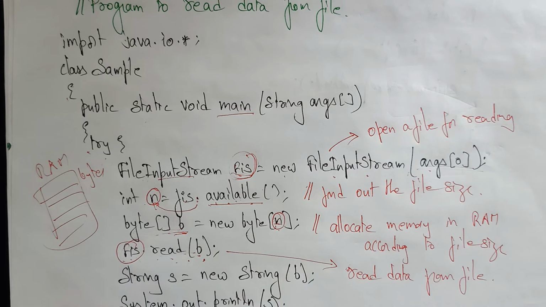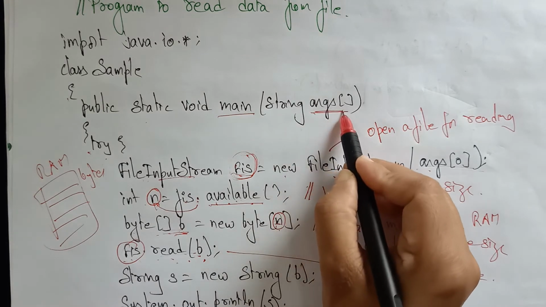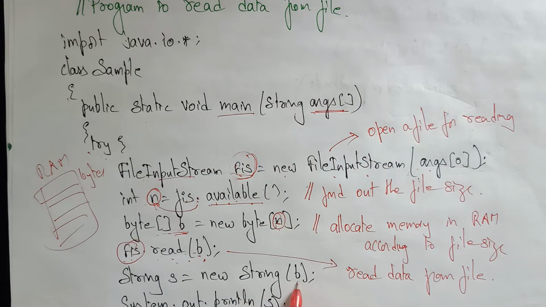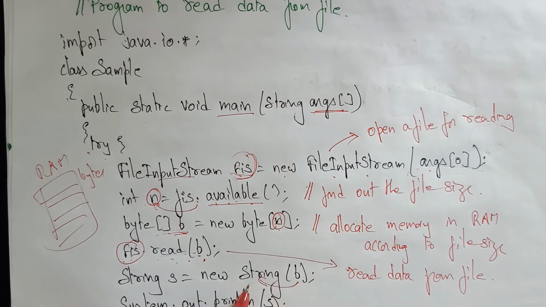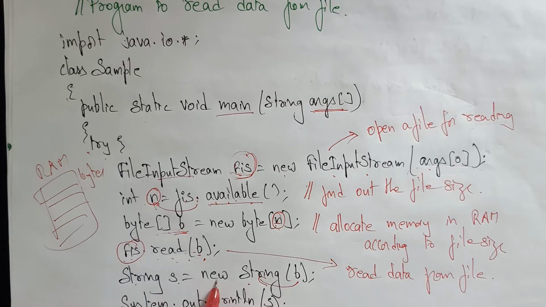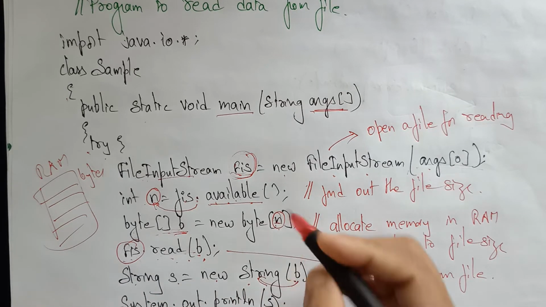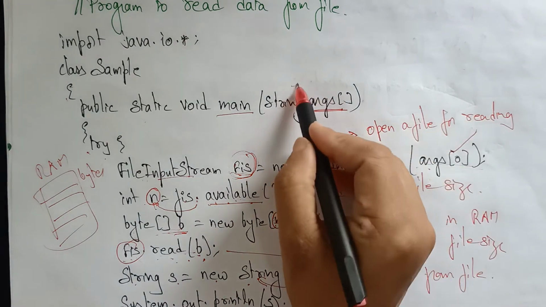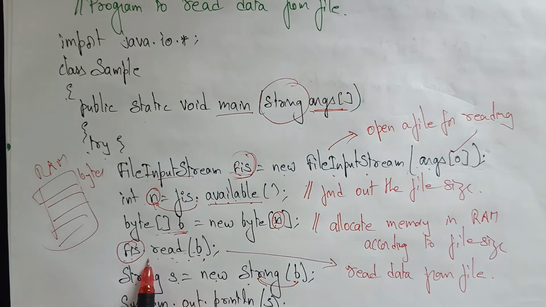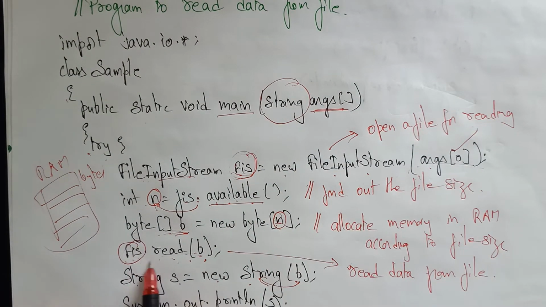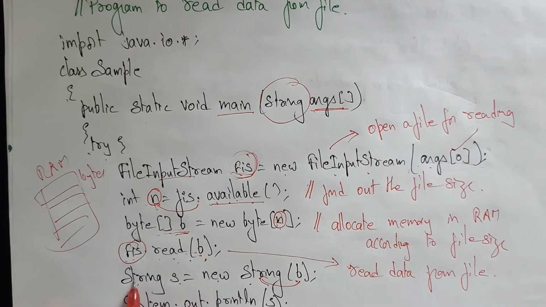Next, whatever bytes I am reading, the arguments we are using are of string type, right? So this b is converted into string type: String s is equal to new String(b). Whatever arguments we are calling are of string type, but the memory we are using is of byte type, so convert it into a string, and then print that string.